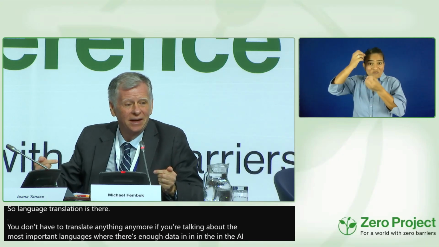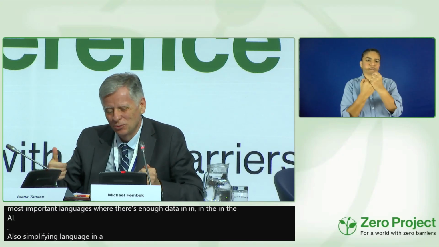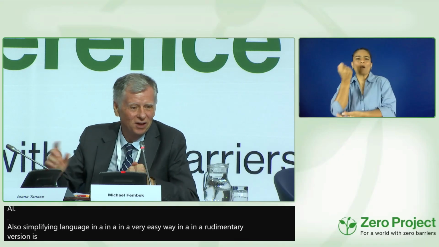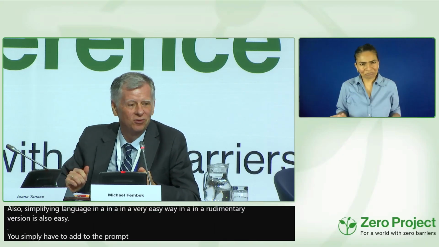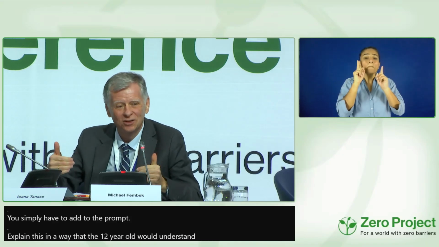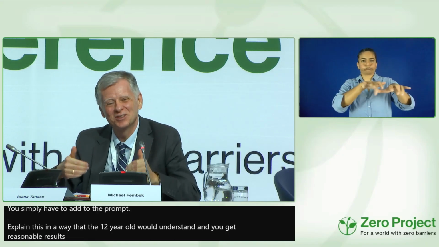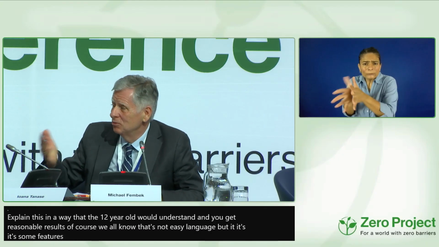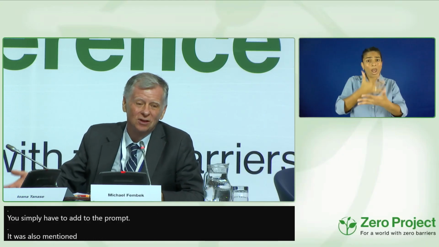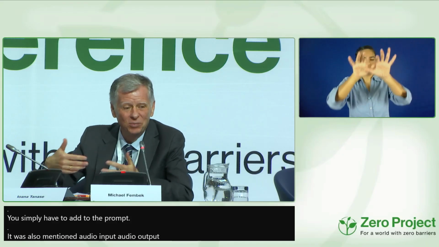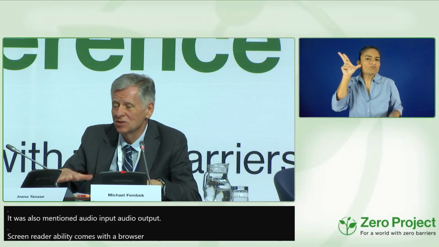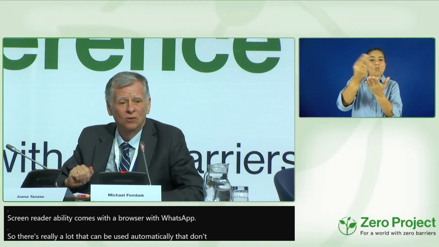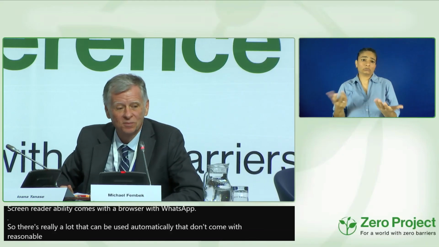Also simplifying language in a very easy way, in a rudimentary version, is easy. You simply have to add to the prompt, explain this in a way that a 12-year-old would understand, and you get reasonable results. Of course, we all know that's not easy language, but some features are really there. Audio input, audio output, and screen reader ability were also mentioned, which come with the browser or with WhatsApp. So there's really a lot that can be used automatically that doesn't come with reasonable or substantial costs.